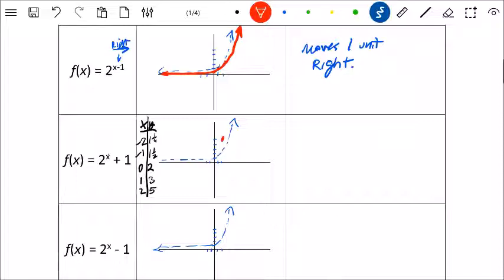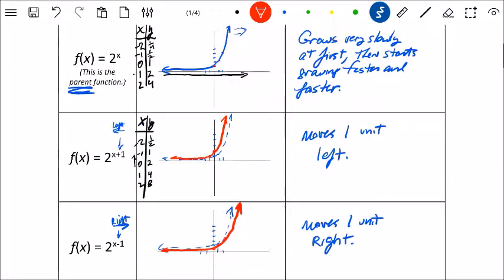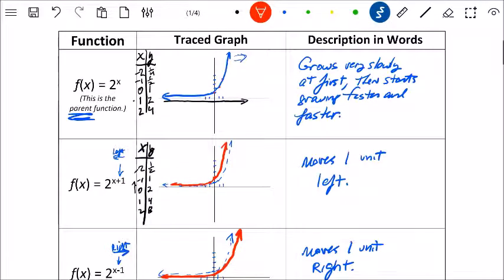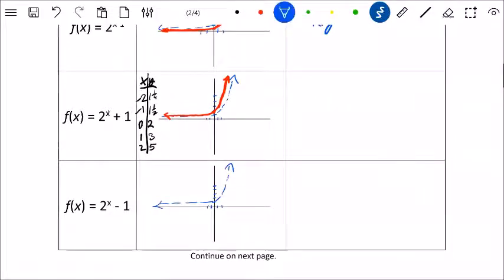Okay, that one. And at 1, we're at 3. And at 0, we're at 2. And then we're at 1.5 and 1.25. So this is going to be just above that line, and it goes up here. Okay. So in this case, it looks almost like the same as moving 1 unit left, but what it is is moving up 1 unit.